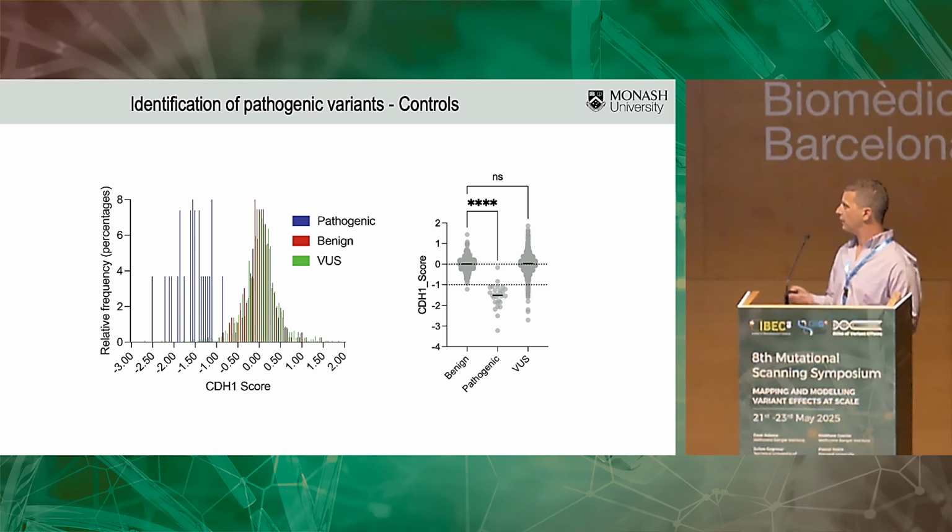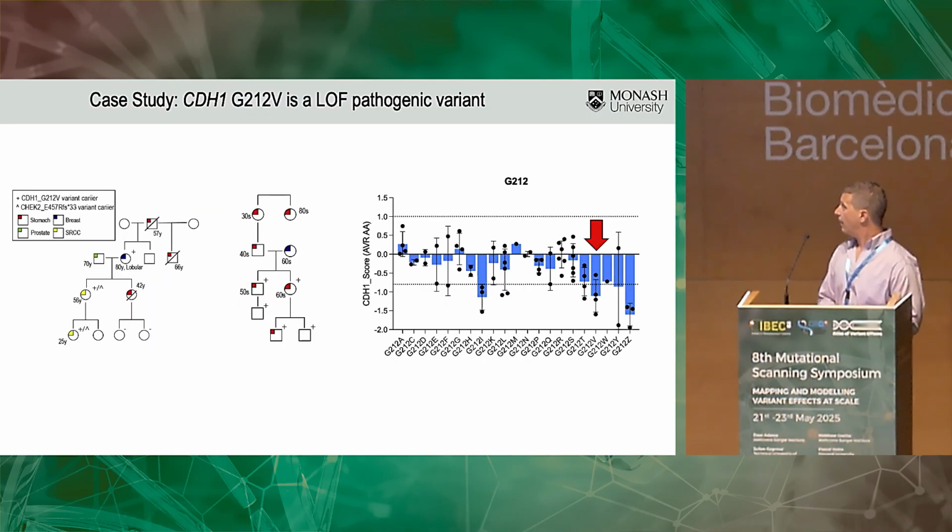We can see a very clear separation, which we use to define thresholds. And I'll just show you here two case studies, in which we could identify variants that are currently considered variants of uncertain significance.